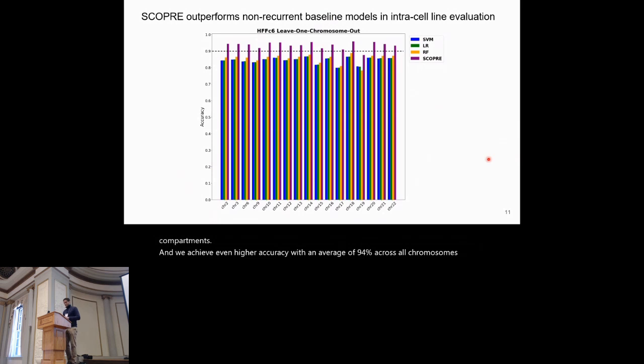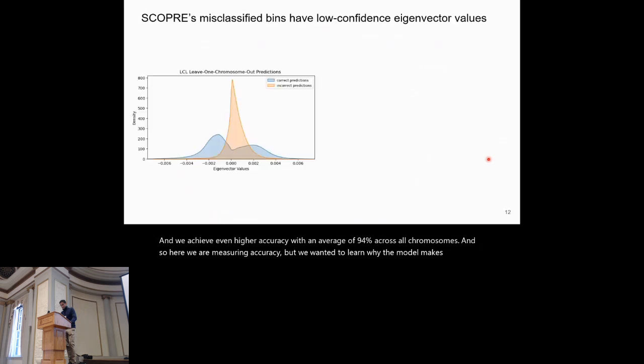And so here we are measuring accuracy, but we wanted to learn why the model makes mistakes. And so one way to evaluate that is we can check if misclassified bins have low confidence eigenvector values. Because as you recall, AB compartments, while they are binary labels, are derived from a continuously valued eigenvector. And we indeed found this to be the case. So this is the LCL cell line. And you can see that the correct predictions follow this bimodal distribution of eigenvector values, which is what we typically see. And the incorrect predictions are enriched around 0, suggesting that the model is perhaps sensitive to compartment strength.